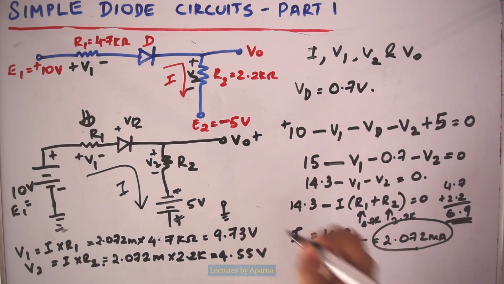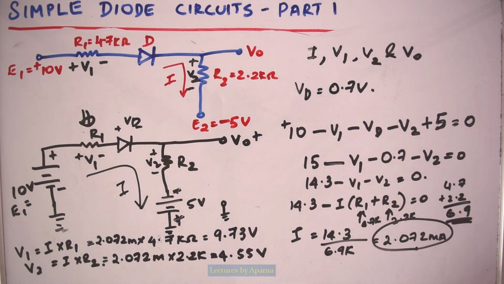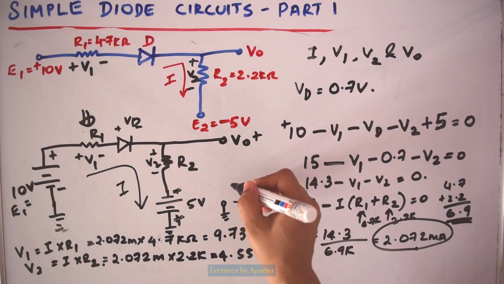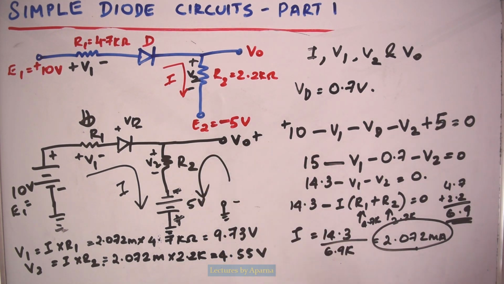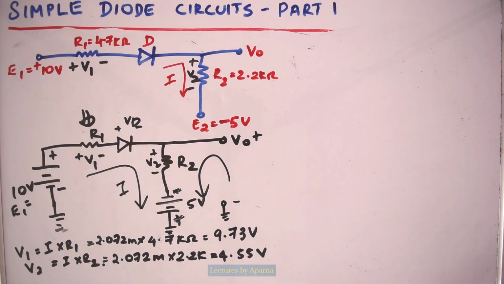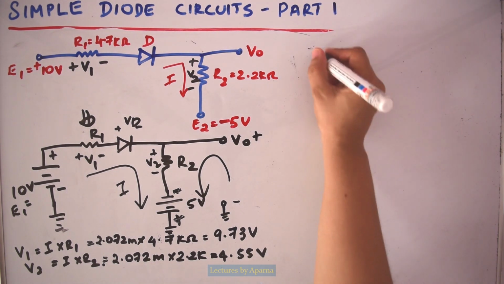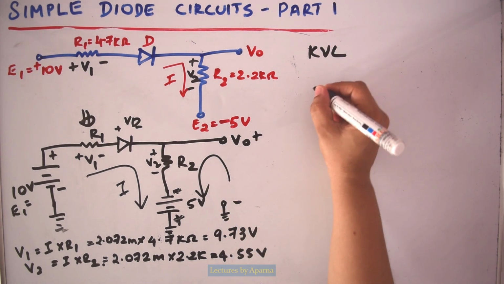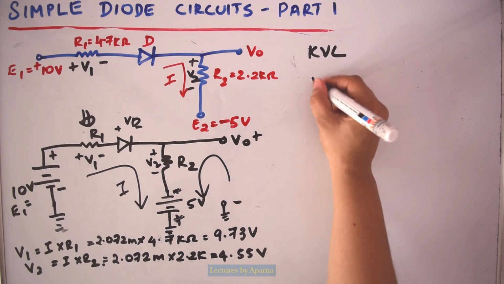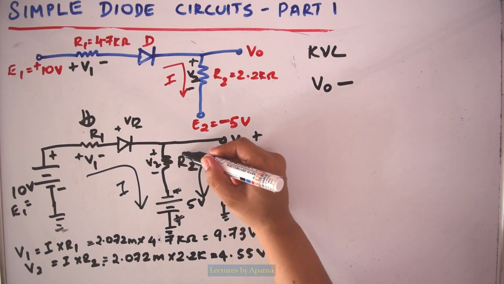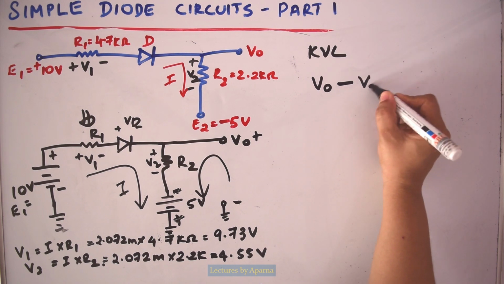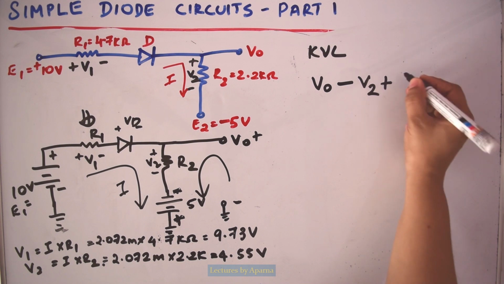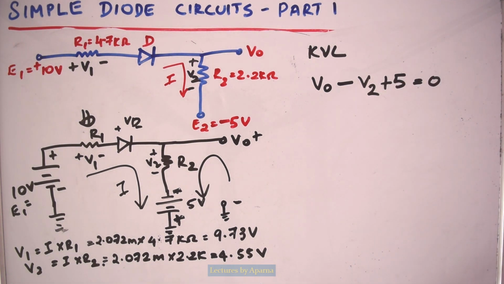Now what about the value of V0? That is the output section. In the output section we can consider it as another loop. So I am taking this as plus and minus. So if I am going in this direction, considering this output loop, applying KVL in the output loop, when I am going in this direction it will be minus to plus, so it is an increase in potential. So V0, minus, when I go this side it will be a decrease in potential, so minus V2, minus to plus, if I go it is an increase in potential, so plus 5 equal to 0.